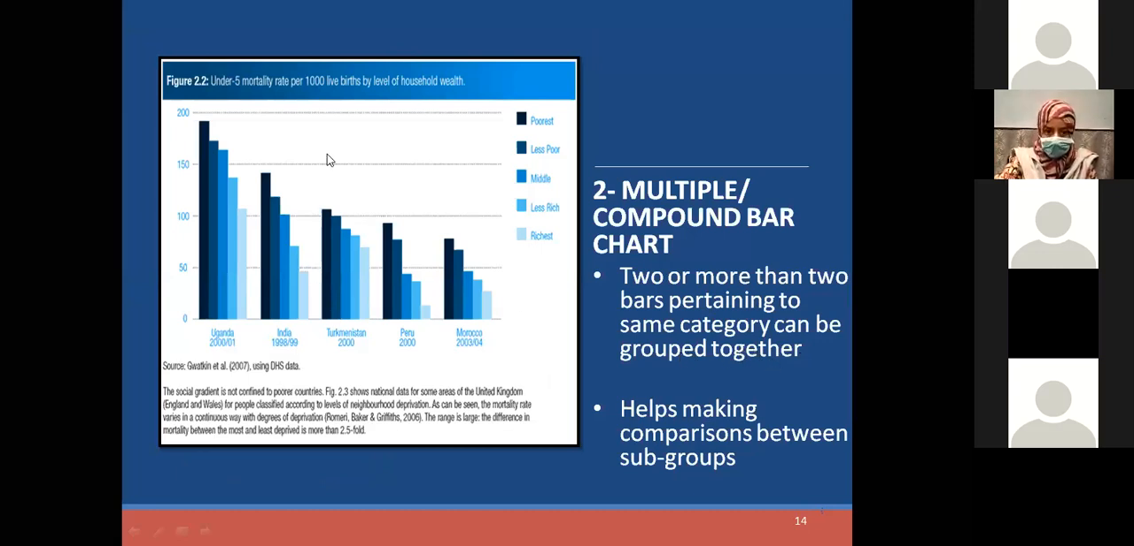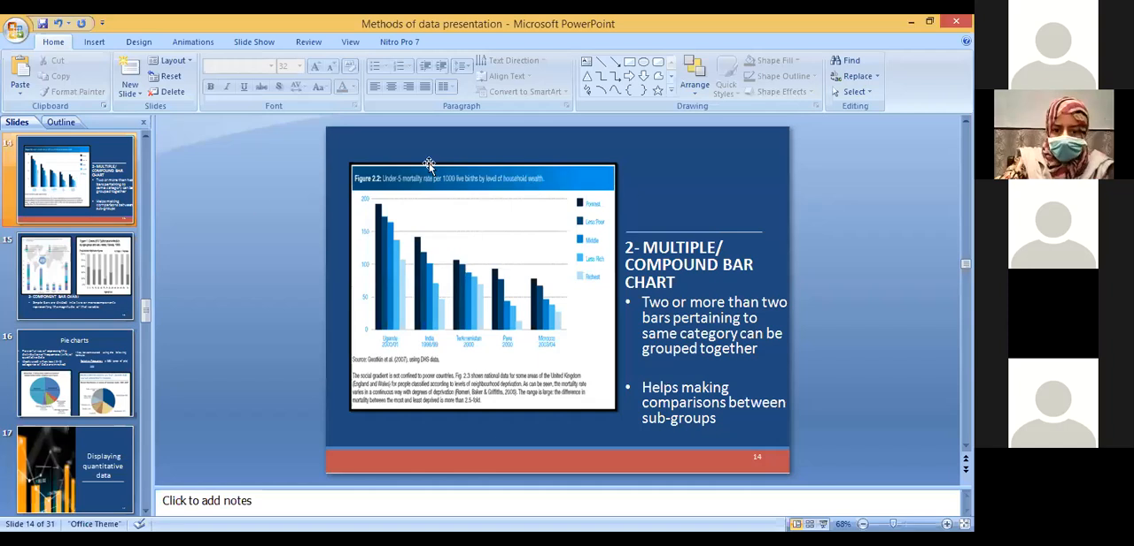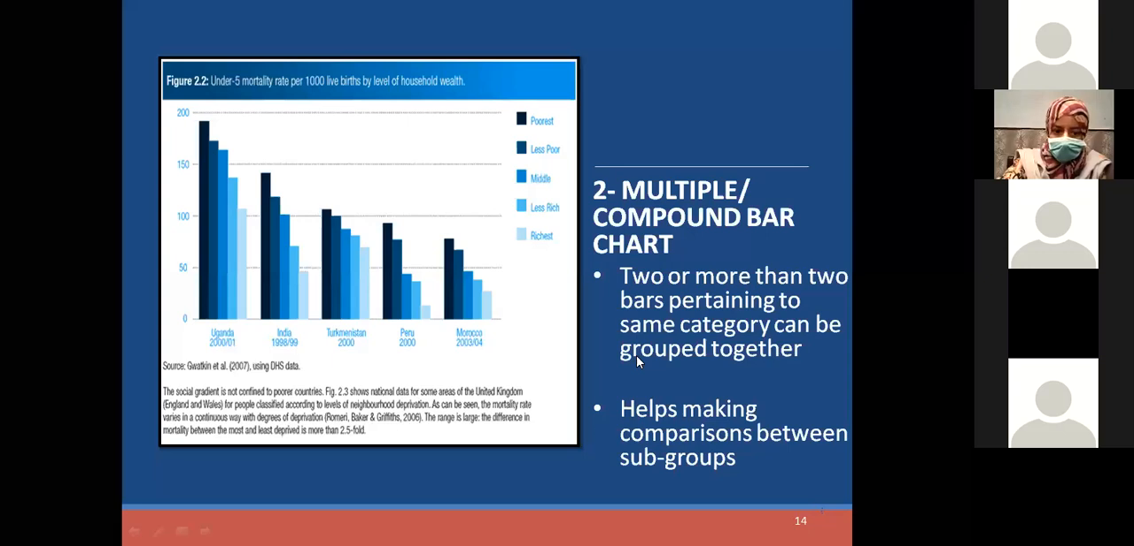For example, you have this graph, and this is a bar chart. Very clearly this is a bar chart, and what does this show? This shows the under 5 mortality rate per 1,000 live births by the level of household wealth. And this is for Uganda, for India, for Turkmenistan, this is for Peru, and for Morocco. And these are the footnotes, and this is the source of the data.